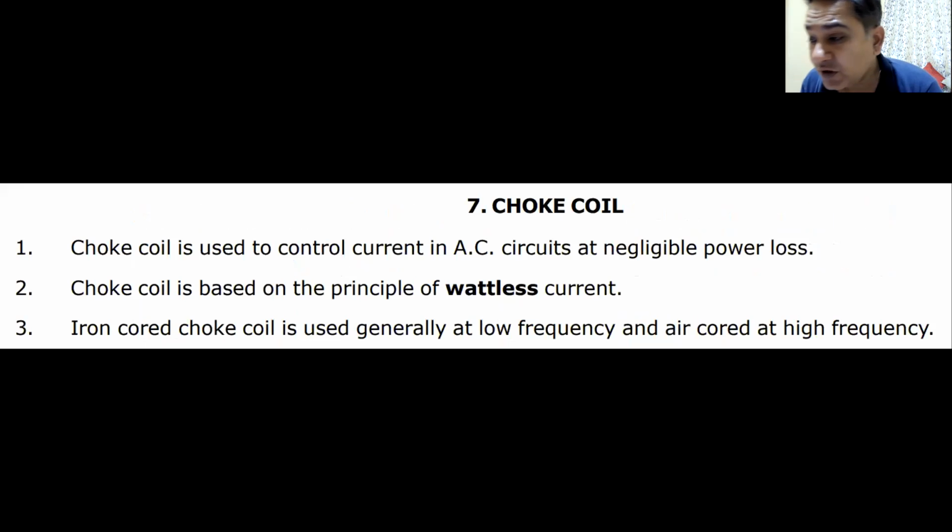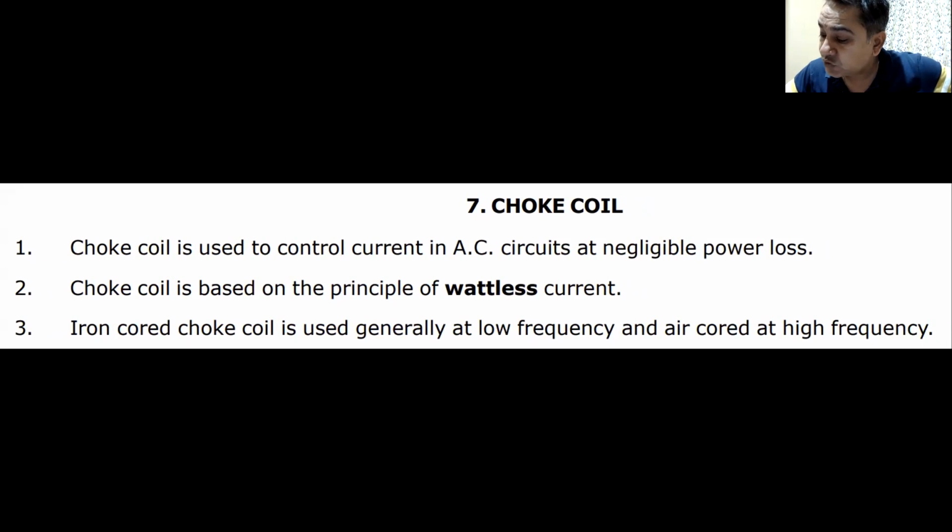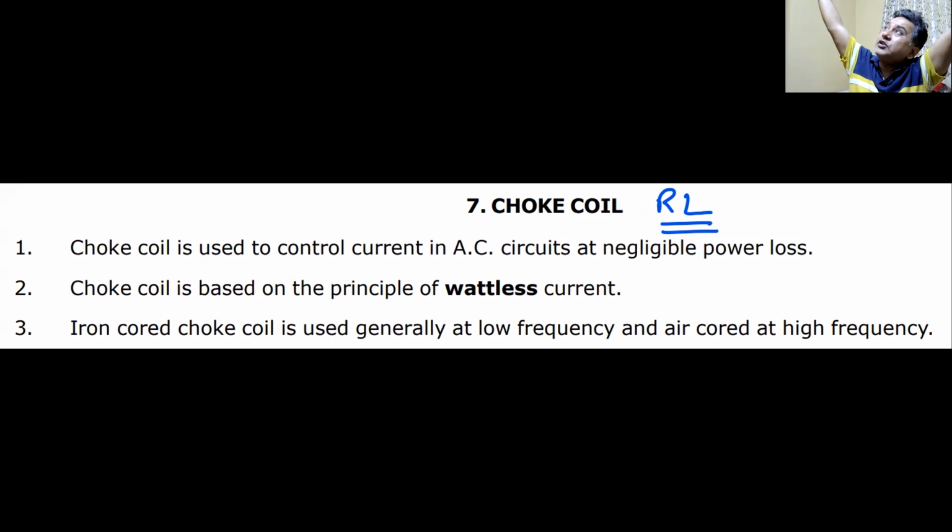Now, the last point of this chapter is the choke coil. You will get questions on choke coil. Remember what is a choke coil? Remember, a choke coil is a combination of L and R. You must have seen on those old tube lights, you had this big choke, big box. That is a choke coil. It's a combination of L and R.